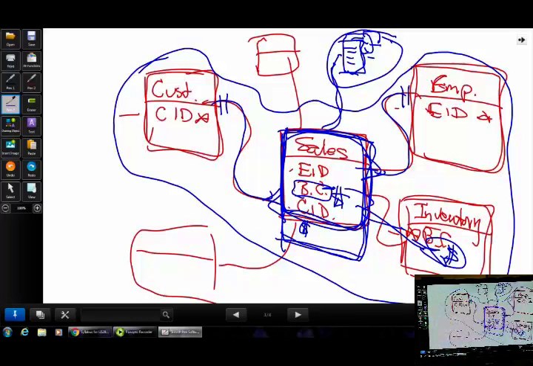That intersection table, don't get too hung up on the word intersection table. It could be called a lot of things: transaction table, association table, intersection table. But just by inserting a table between two things that are part of a many-to-many relationship, it breaks it into one-to-many relationships.